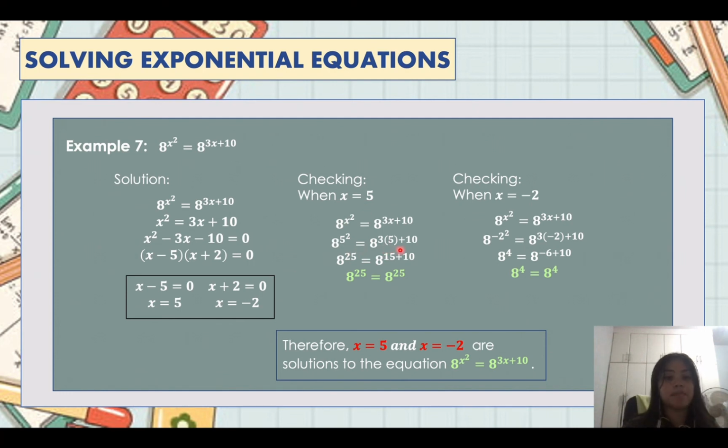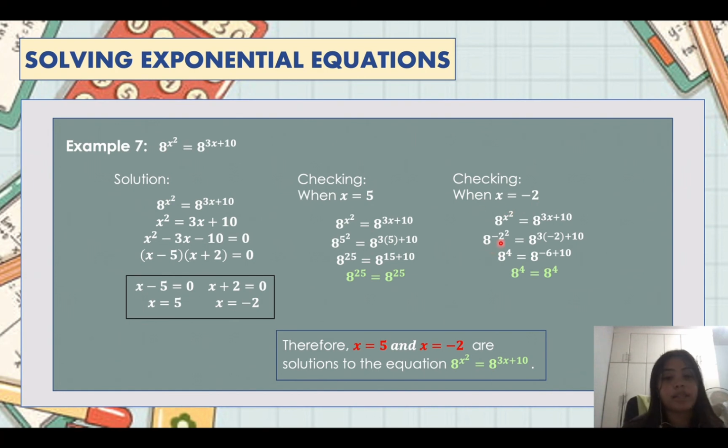to the power of 3 times 5 plus 10. We'll have a result of 8 raised to the power of 25 and 8 raised to the power of 15 plus 10. So upon further simplifying this one, they both will be equal to 8 raised to the power of 25. Now for the second one, when x is equal to negative 2.